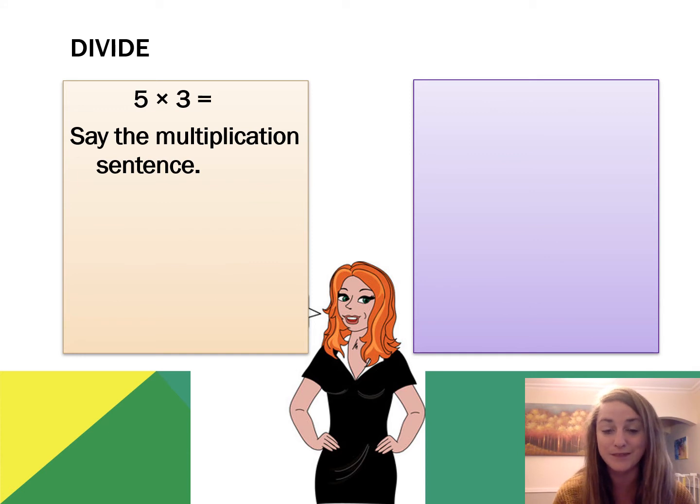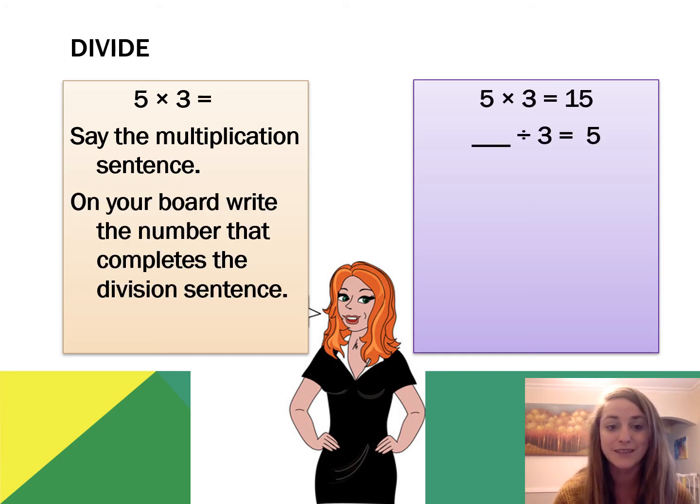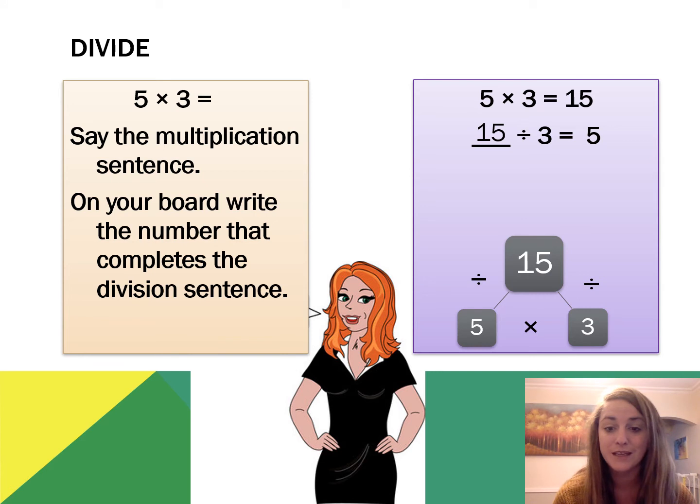Let's look at another one. 5 times 3. Say the multiplication sentence. 5 times 3 equals 15. On your boards, write the number that completes the division sentence. Unknown divided by 3 equals 5. 15 divided by 3 equals 5. Look at the tape diagram. What relationship do you notice between the numbers?